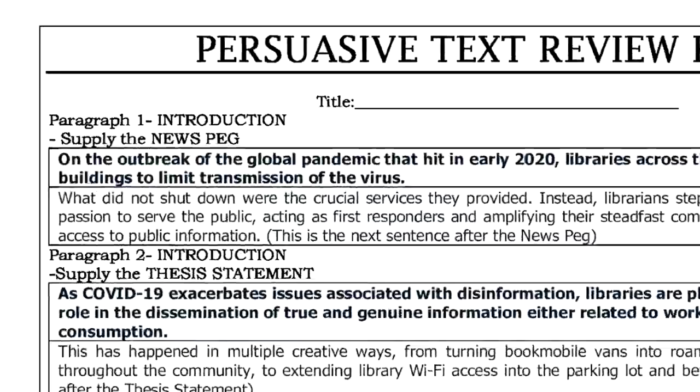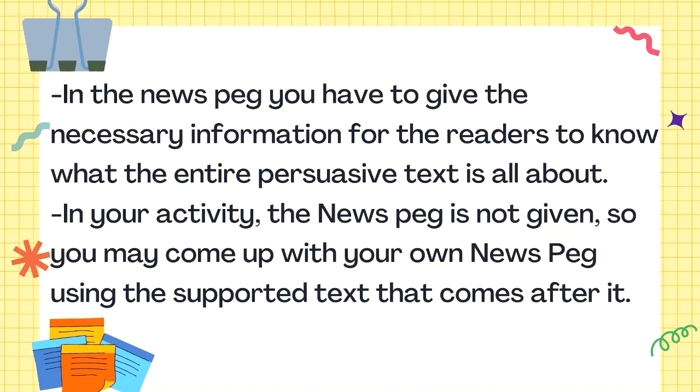Let me guide you. In the introduction part, the first paragraph must contain the news peg. Now let me remind you that in the news peg, you have to give the necessary information for the readers to know what the entire persuasive text is all about. In your activity, the news peg is not given. So you may come up with your own news peg using the supportive text that comes after it.